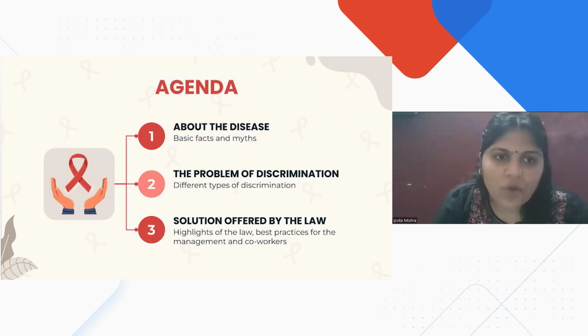So the objective and the agenda of this webinar is divided into 3 parts basically. We'll try and understand the basic myths and facts regarding both HIV and AIDS, a basic awareness of what this virus is about and what this disease is about. We'll also see the different kinds of discrimination that employees face at the workplace. Also, we will try to understand the solutions provided. Basically, what the law states, a few of the best practices, the roles of employer and employee, and also the role played by the co-workers, and a few recommendations and best practices. Now that we have discussed the agenda and objective of this webinar, let us move to the next details.